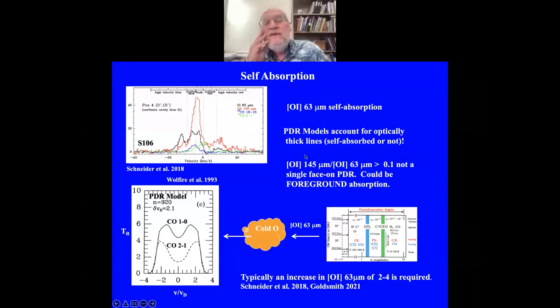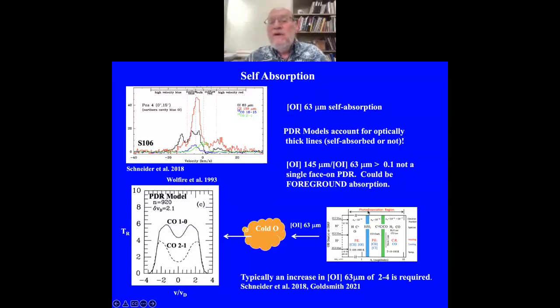So if the models account for the optically thick lines, then what's the problem? Well, the problem is that sometimes you see line ratios like 145 over 63 that are bigger than 0.1, and you just cannot produce a ratio that large from a single face-on PDR. So the idea is that the O I 63 micron line is absorbed in foreground gas. That decreases the 63 micron line intensity and makes a large ratio.